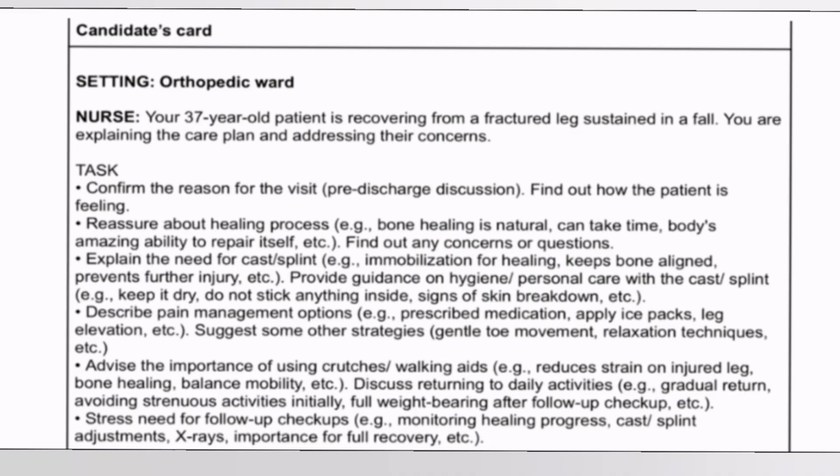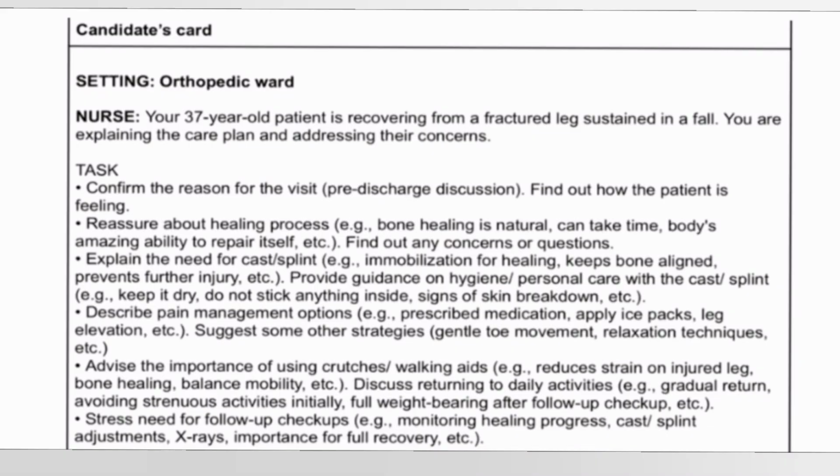Okay, so next is the last point, that is stress. So stress need for follow-up checkup, example monitoring healing progress, cast splint adjustments, x-rays important for full recovery, etcetera. So friends, now I will help you in making this sentence like this.